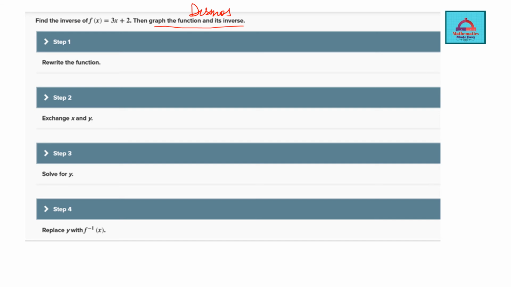So rewrite the function. So the function is given f of x equal to 3x plus 2. So I rewrite and replace f of x with y. That's step 1. Okay, so step 1 is done. Step 2, exchange y and x. So where there is y, I put x. Where there is x, I put y. So I've done the exchange.